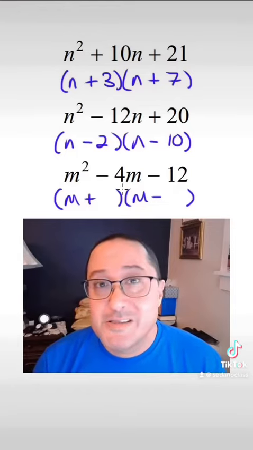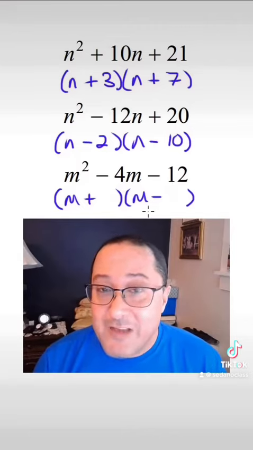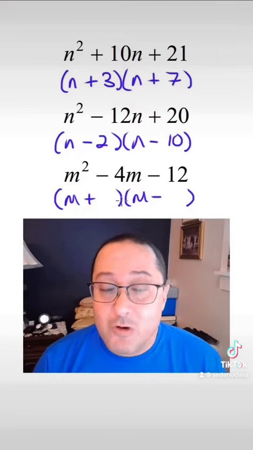And that's going to be 6 and 2. 6 times 2 is 12, and 6 minus 2 is 4. Now, since we have different sign, order does matter here. Where do we put the 6? Where do we put the 2? The middle term tells us that.